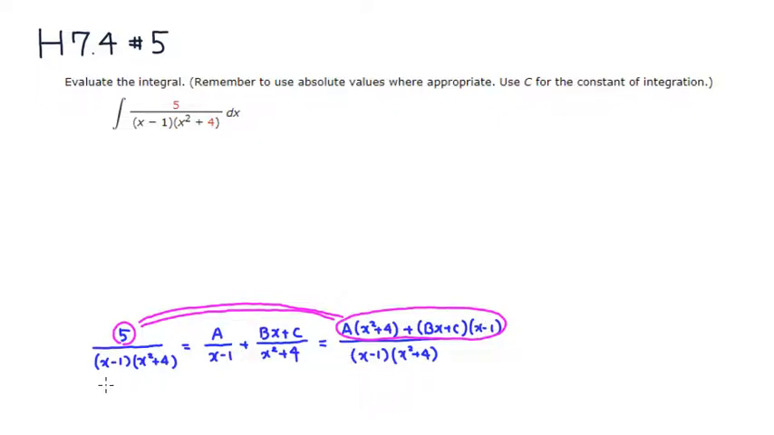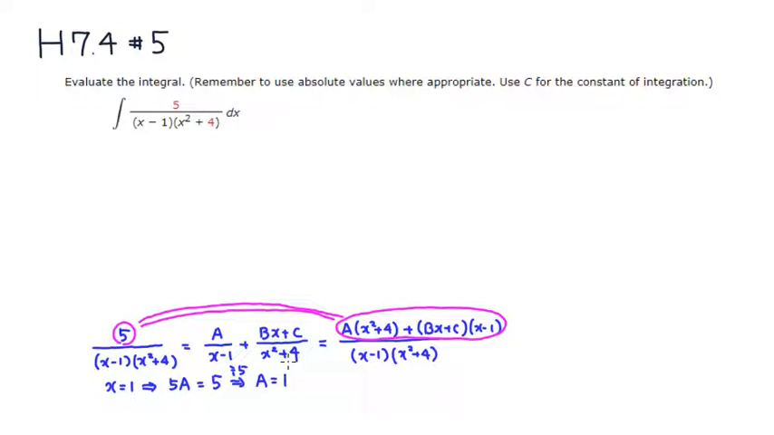Right. So if x equals 1, then 1 squared plus 4 is 5A. Then this is 0, so 5A is equal to 5 on the other side. So right away, we know that A is 1.